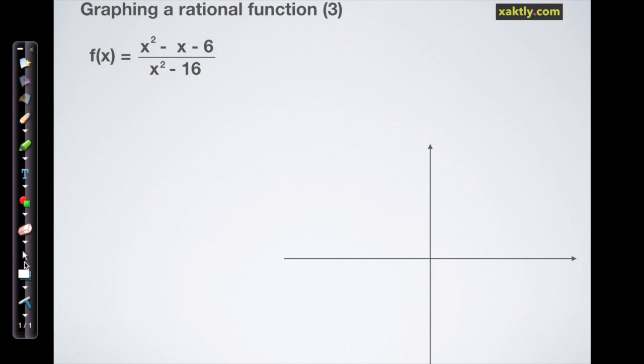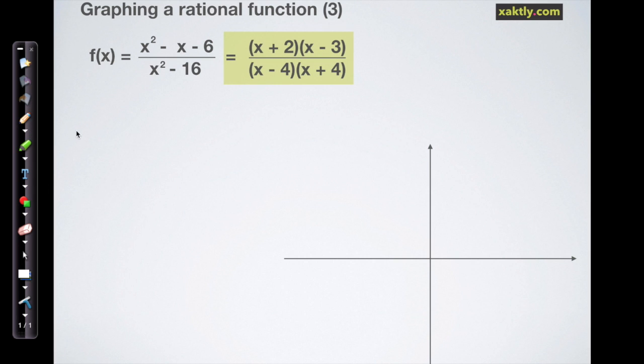Here's another example of graphing a rational function, x squared minus x minus 6 all over x squared minus 16. Now, when you get a function like this, one of the first things you might want to do is see if the numerator and denominator are factorable. And in this case, they are.